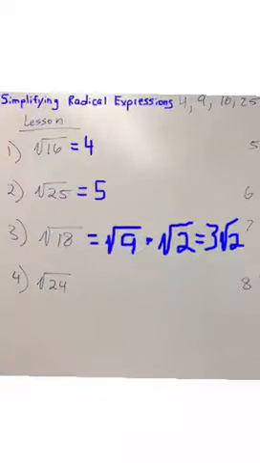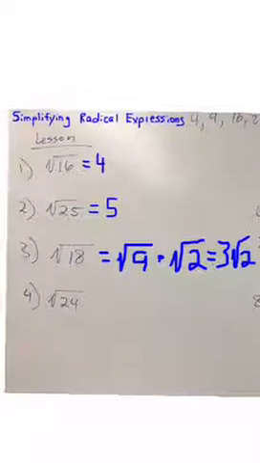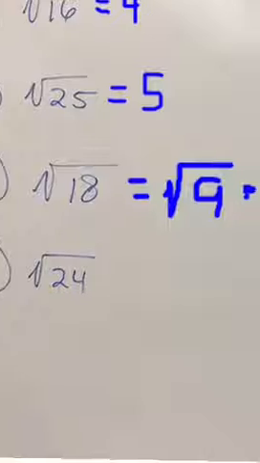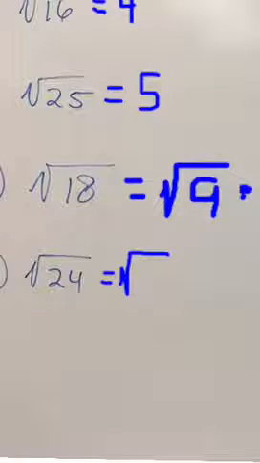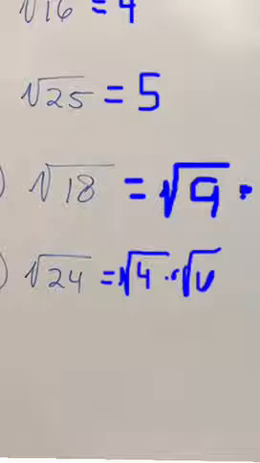So let's move on to number 4, because I want to make sure that we practice this a couple times here. So I want to break 24 up into two numbers, one of which I can do the square root of. Now, 16 doesn't go into 24, 9 doesn't go into 24, but 4 goes into 24, right? You could do the square root of 4 times the square root of 6, right?